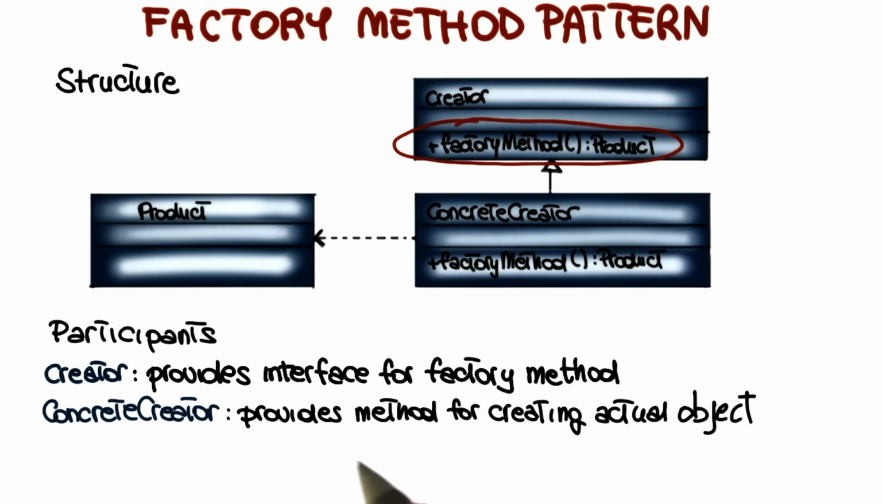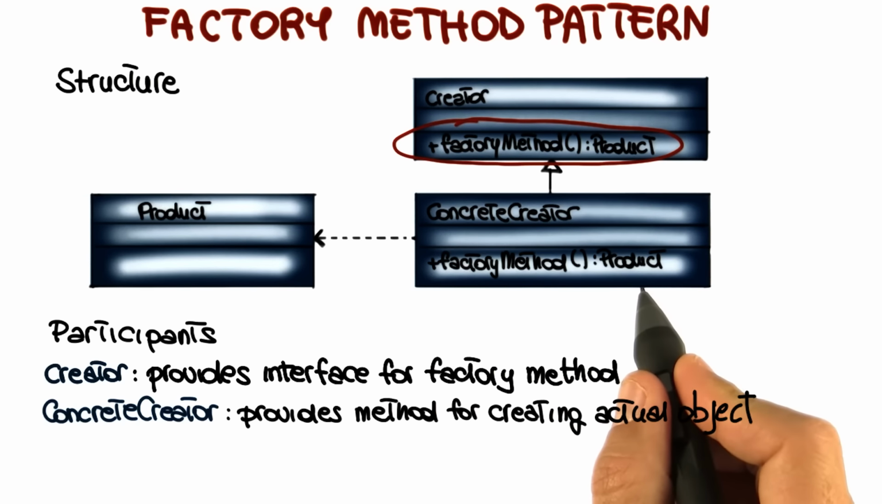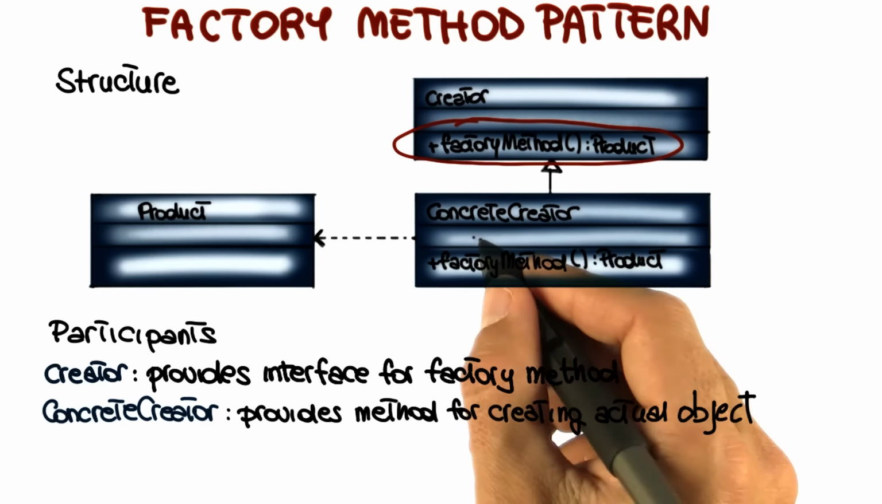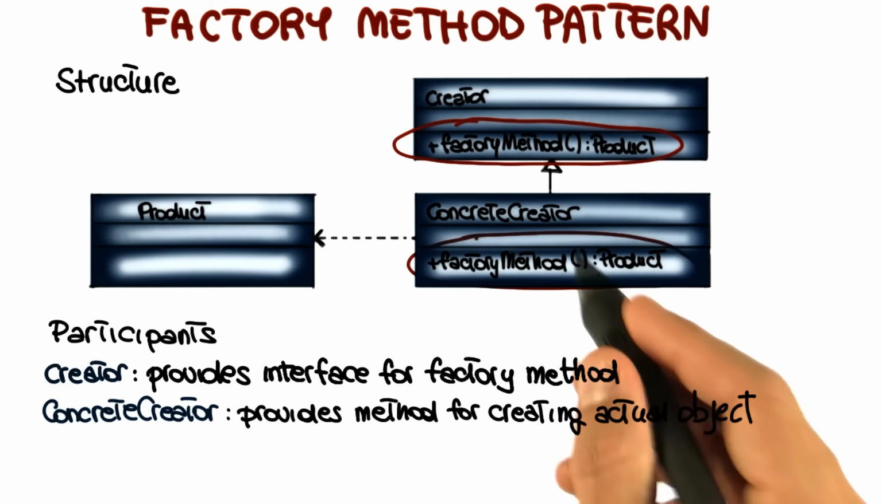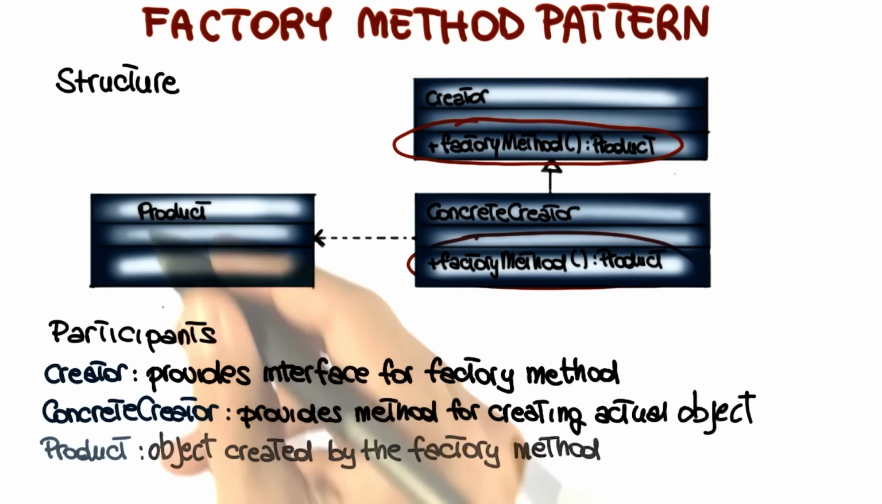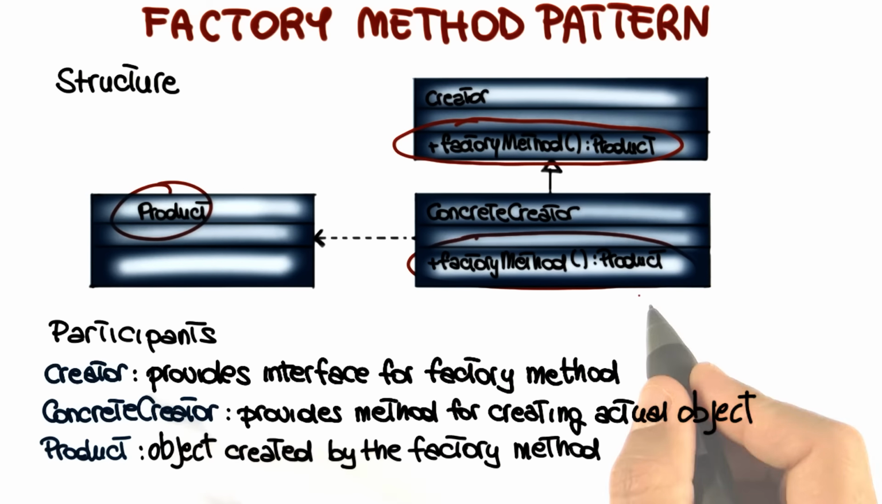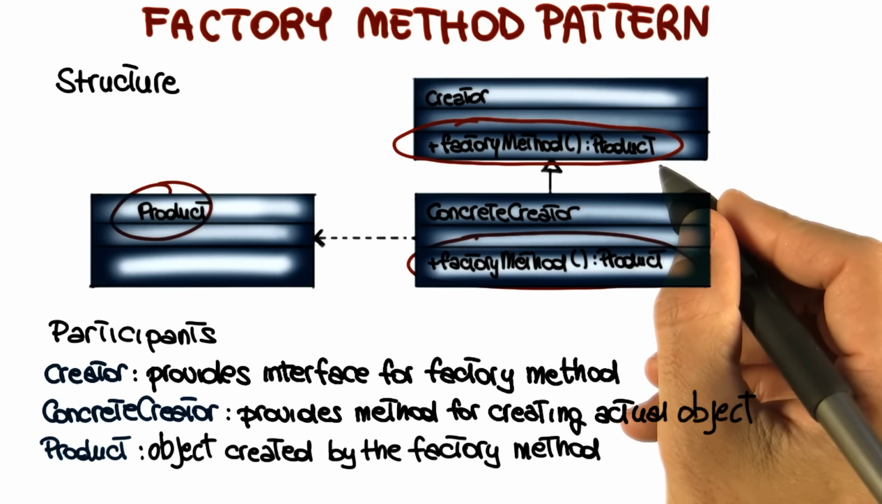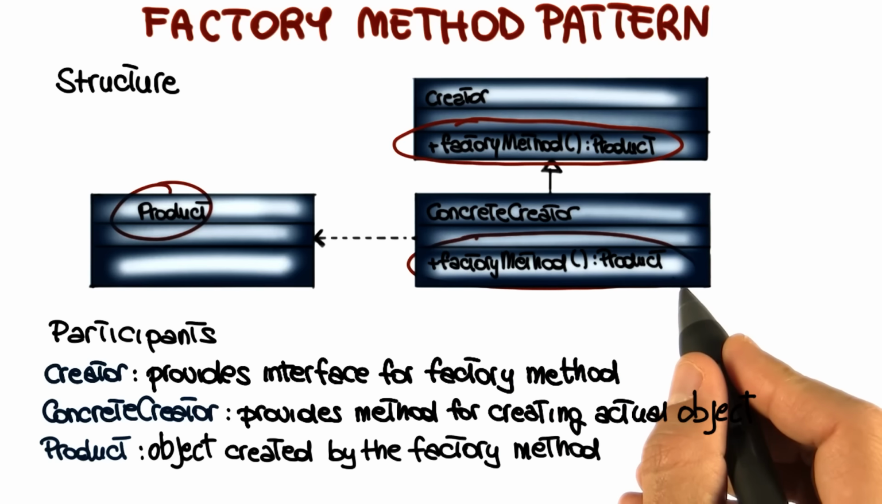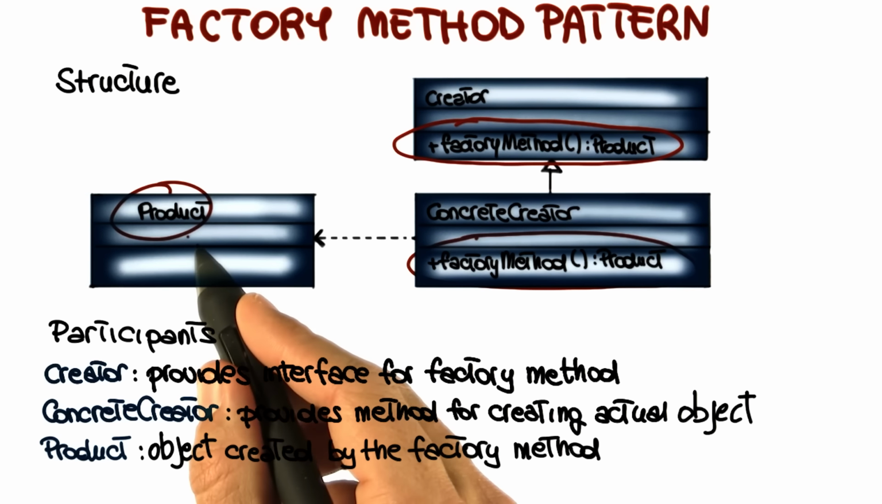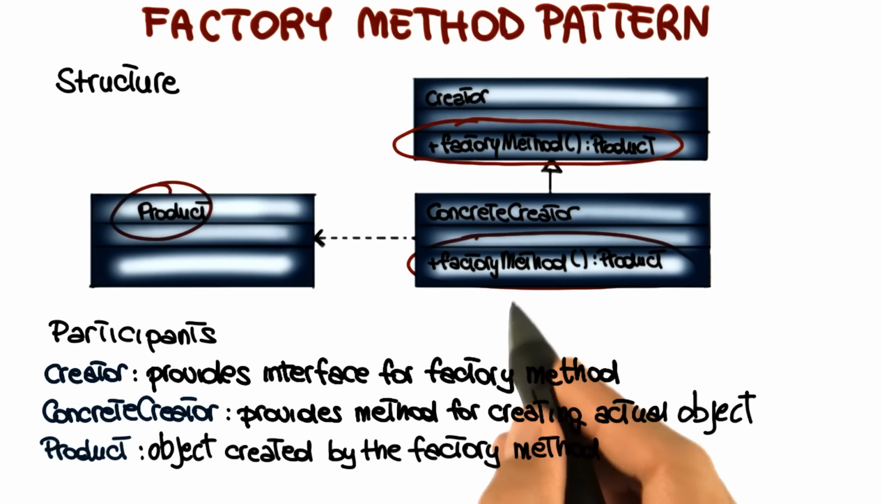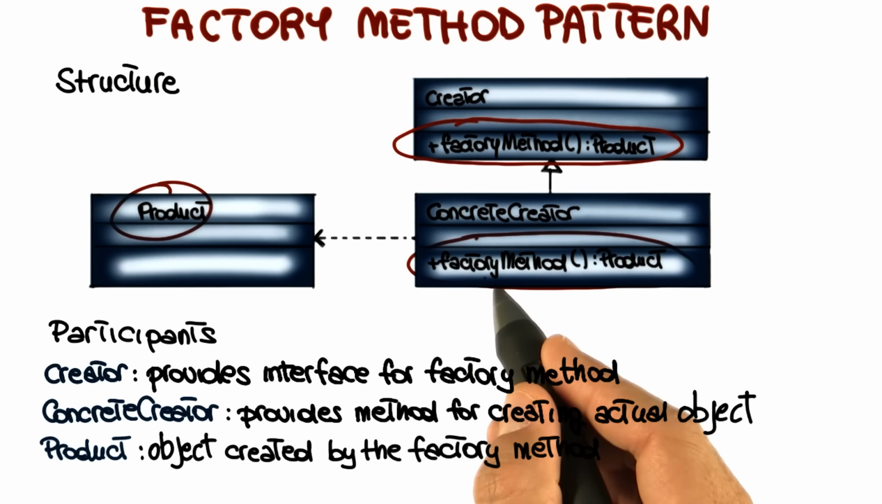The concrete creator provides the actual method for creating the product. So this method is a concrete implementation of this interface. Finally, the product is the object created by the factory method. So summarizing, we have the interface for the factory method, the actual implementation of the factory method, and the object that is created by the factory method when it is invoked. So let's look at an example of this pattern.